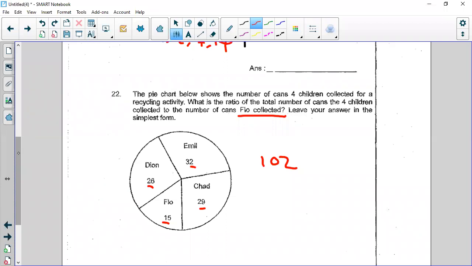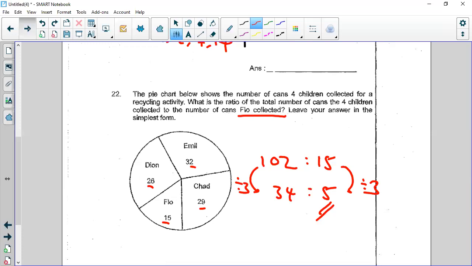So flour collected is 15. So total is to flour. That is your ratio, and your answer must be in simplest form. Divide by 2, cannot. How about divide by 3? Make sure both numbers can divide by 3. So 102 divided by 3, you get 34, and 15 divided by 3, you get 5. Can you divide some more? Cannot already, so this is your simplest form. Too simple. This is the easiest pie chart we have ever seen so far. No percentage inside. All right, let's go to question 23.